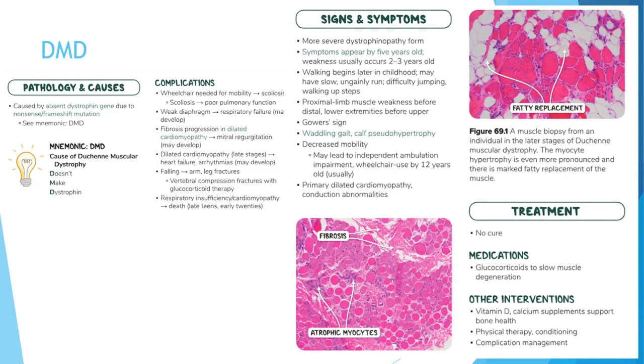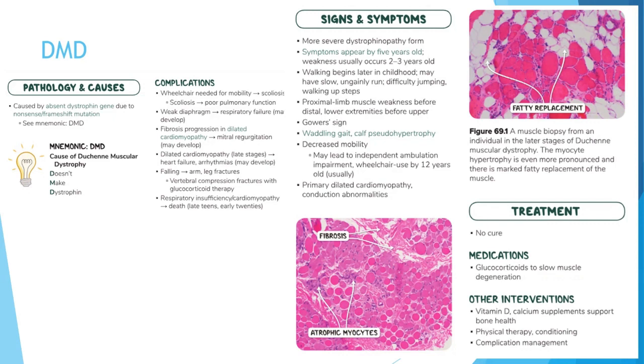Now, signs and symptoms: DMD is the more severe dystrophinopathy. Symptoms usually appear by 5 years old. Weakness usually occurs at 2 to 3 years old. Walking begins later in childhood, and there may be a slow, ungainly run, difficulty jumping and climbing steps, and proximal limb muscle weakness before distal, lower extremities before upper. And then we can see the Gower sign, waddling gait, or calf pseudohypertrophy. Now, this waddling gait and calf pseudohypertrophy are the most characteristic signs of DMD after the Gower sign.